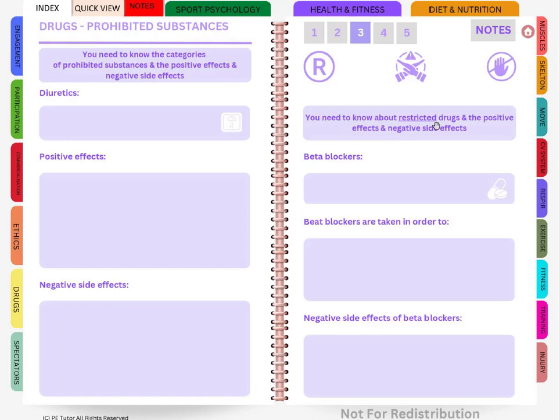And you'll also notice the way in which the book has been structured is that we're not giving them the answers per se, we're just structuring the revision so that they know exactly what it is that they need to know in preparation for their exams. And so you can see here the restricted drugs, what do they need to know, beta blockers, examples, and answer those questions, fill in that content, and they're going to be really well prepared for that exam. Let's just go back to quick view.